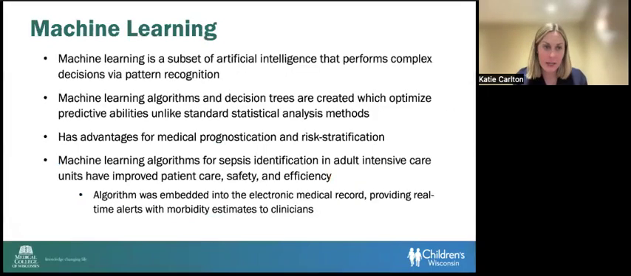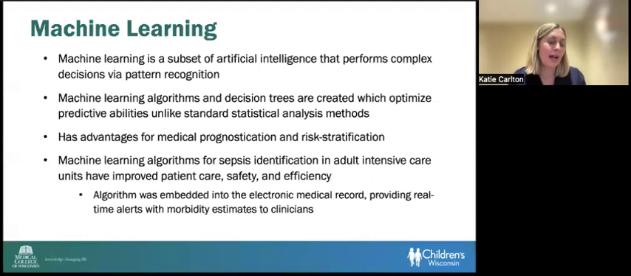So, machine learning is a subset of artificial intelligence that performs complex decisions via pattern recognition. Machine learning algorithms and decision trees are created which optimize predictive abilities, unlike standard statistical analysis methods. It has advantages for medical prognostication and risk stratification.